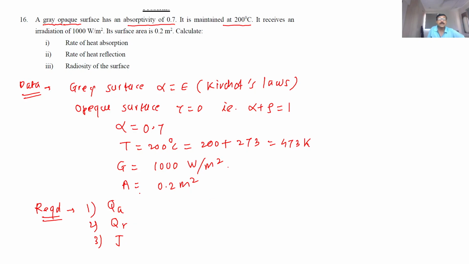Okay. So QA, let's discuss the unit. Q is asked, means watt. And J is asked, J means radiosity, that is in watt per meter square. So we need to get the answers in these units. So let's start with the solution.